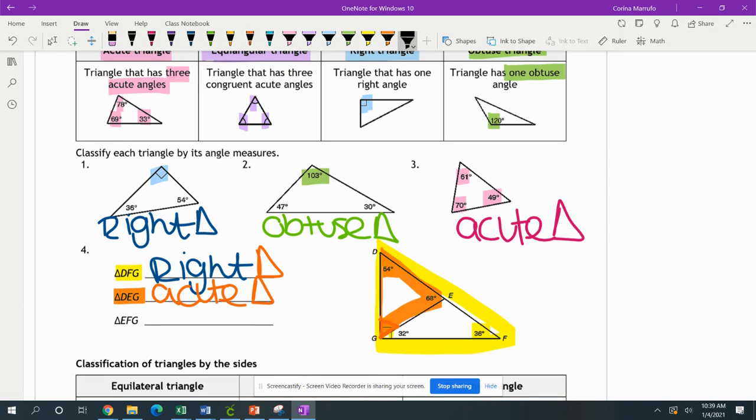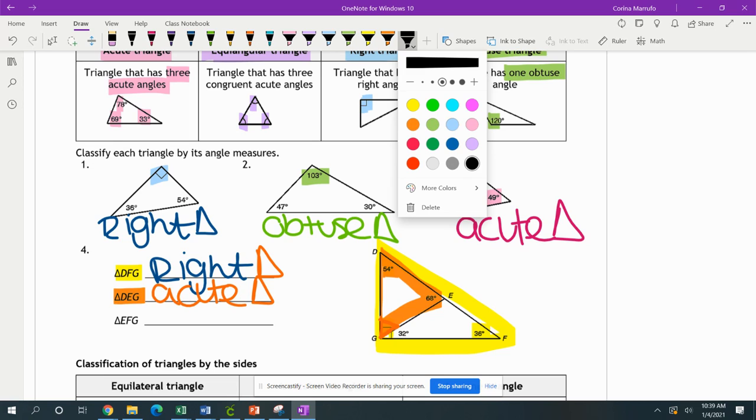Okay, and then the last one, let me get out a different color. What color don't I have? Let's just do this one.